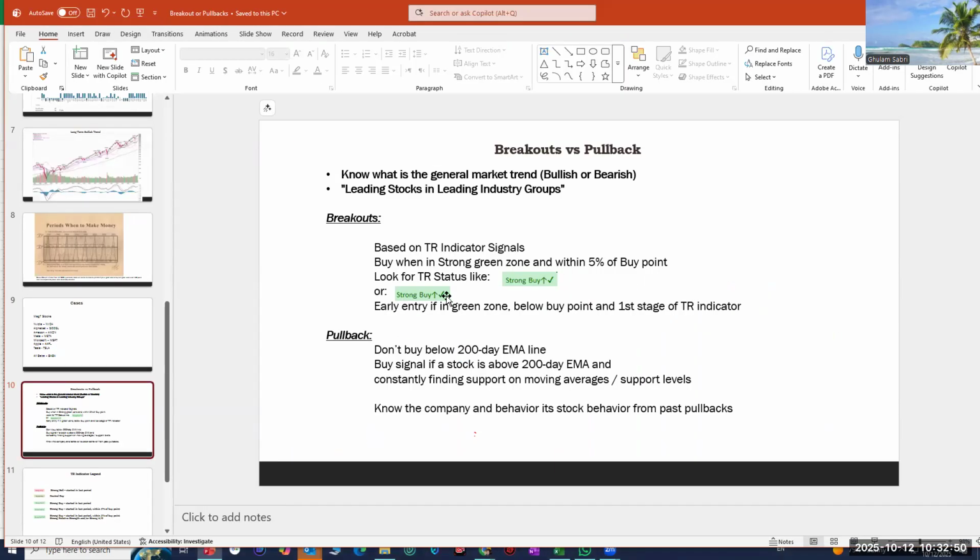And if this asterisk appears, then it is an additional plus point. It tells us that it's not only within 5%, but it is showing relative strength against the S&P 500, and Wall Street is also accumulating its shares. So, in other words, we are increasing the probabilities of success of our trade.